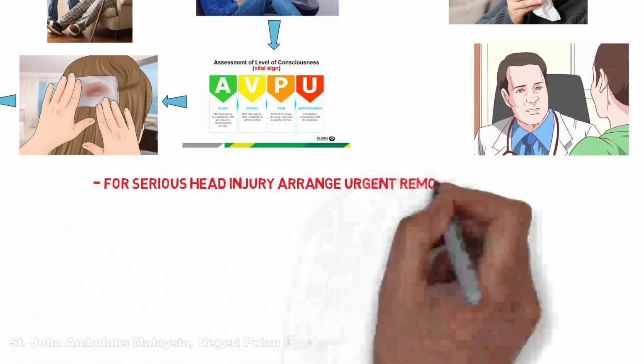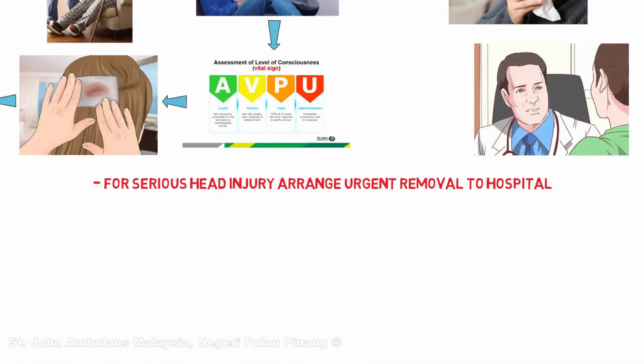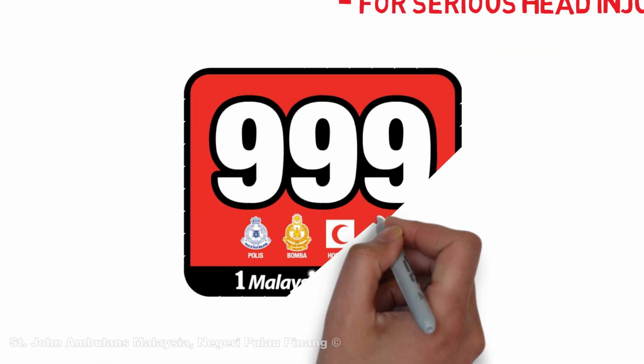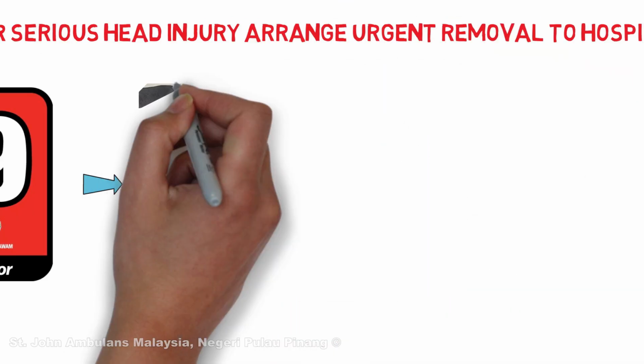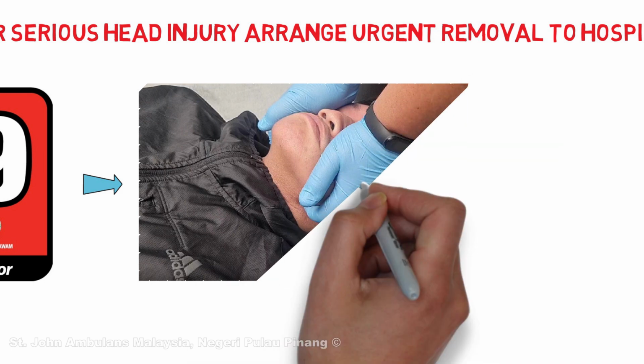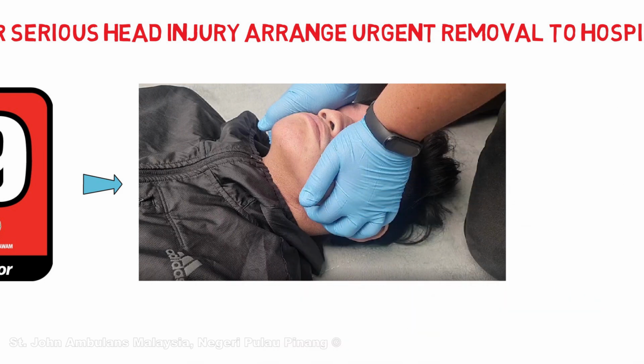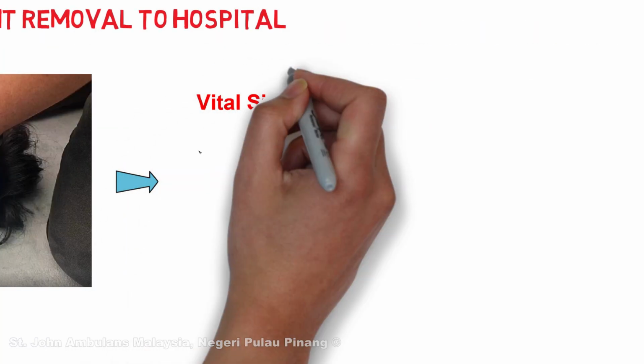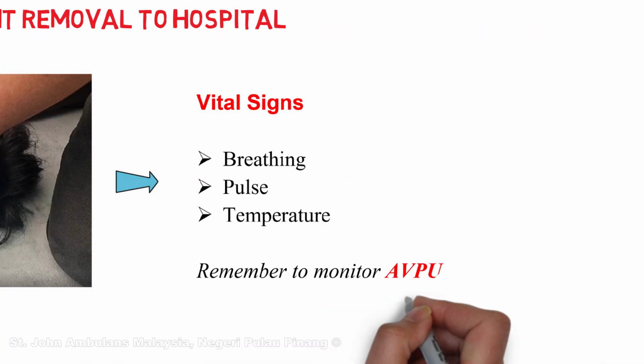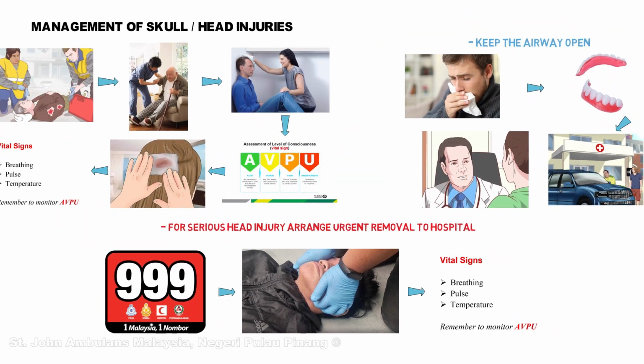For serious head injury, arrange urgent removal to the hospital. Call 999. Maintain an open airway and clear the airway. Do this in the position the casualty was found. Regularly monitor and record vital signs while on the way to the hospital.